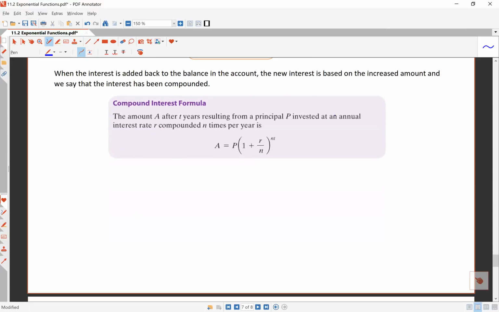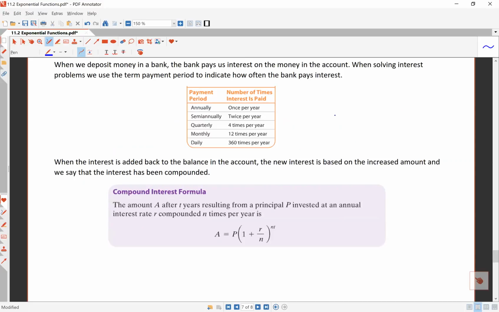So here's the compound interest formula. The amount of money A after T years resulting from a principal P, which is the amount of money invested, at an annual interest rate R compounded N times per year, is given by A equals P times 1 plus R over N raised to the NT. So annually N is 1, semi-annually is 2, quarterly is 4, monthly is 12, daily is 360 or 365.